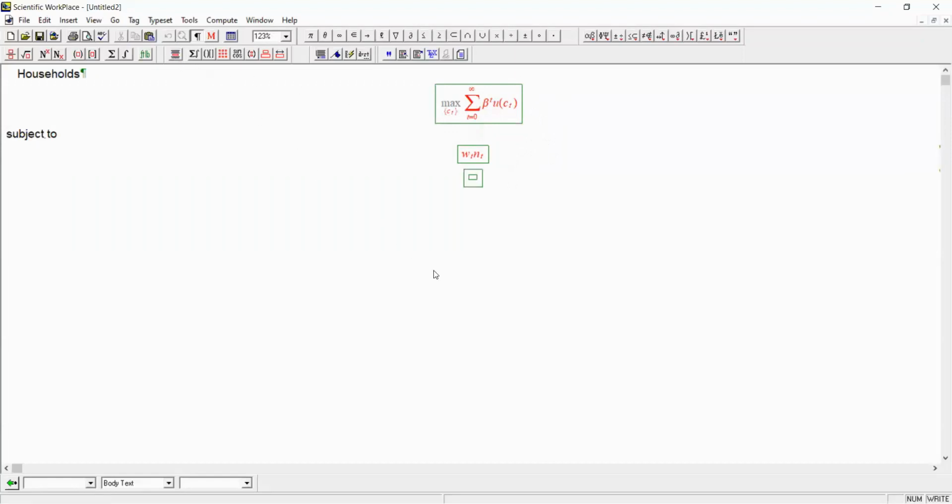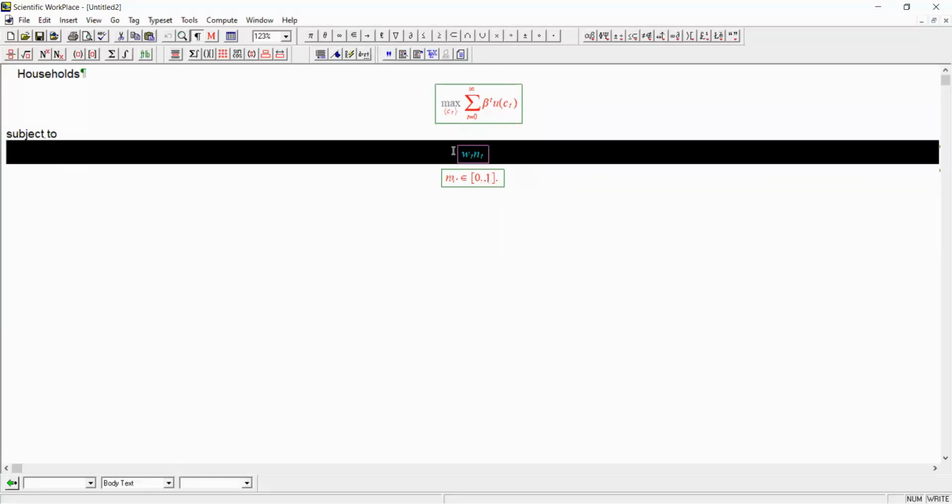And in fact, these people will spend all of their time working. We're going to have that the agents are endowed with 1 unit of labor every period. So of course, this means that they will set n equals 1, since there's no leisure here. So one source of income is work.